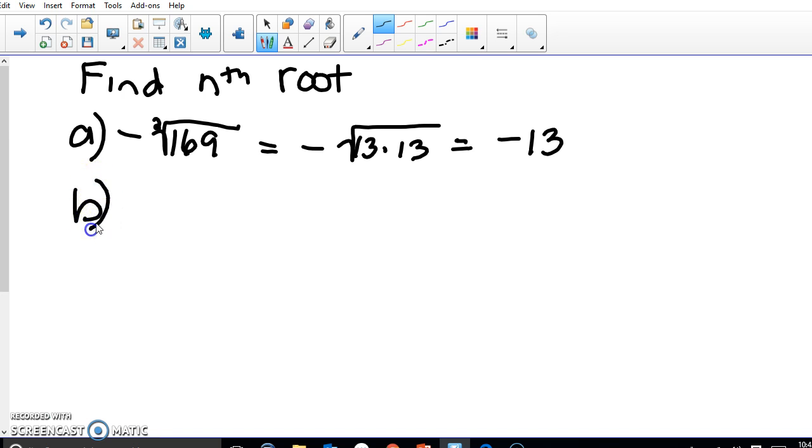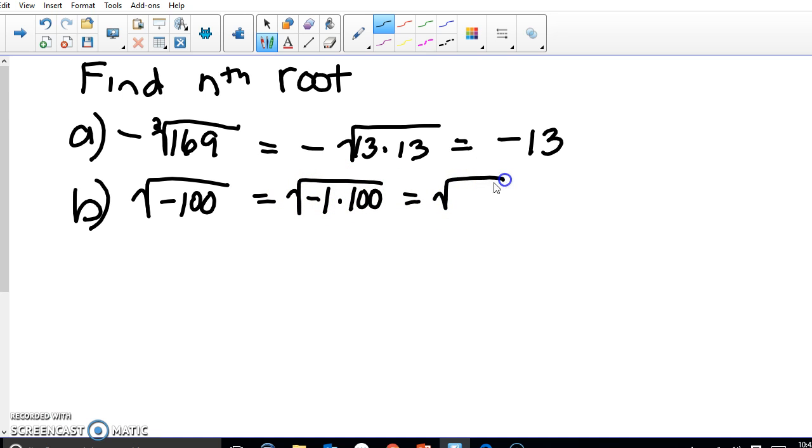A second one along this line, we have the square root of negative 100. Now since our negative is on the inside, the square root of a negative number, we can rewrite this and break it out even further. The square root of negative 1 is i, and the square root of 100 is 10. So we can rewrite this as 10i.